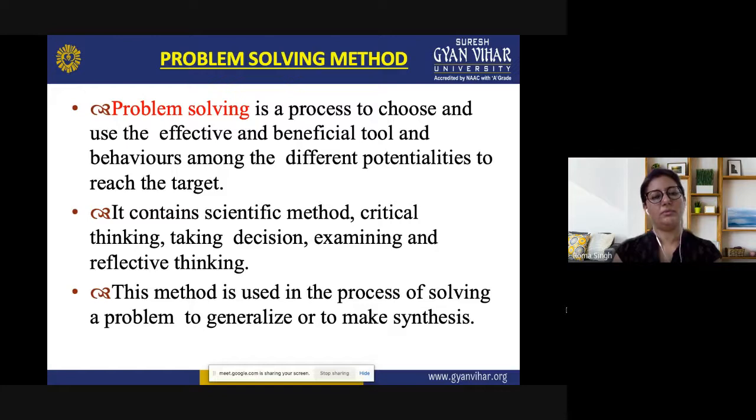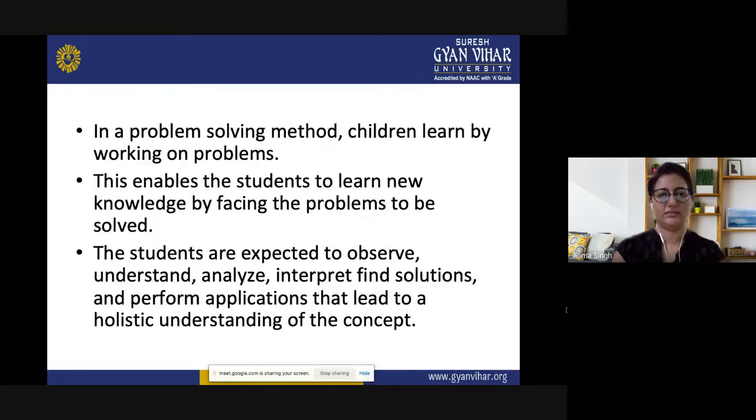So it is basically, problem solving is a process to choose and use the effective and beneficial tools and behaviors among the different potentialities and where we have to reach the target. So it can contain scientific method, critical thinking, taking of decisions, examining, reflective thinking. All these kinds of skills are required for our 21st century learners. So this method is usually used in the process of solving a problem, to generalize or to make synthesis. So it is one of the higher order thinking skills.